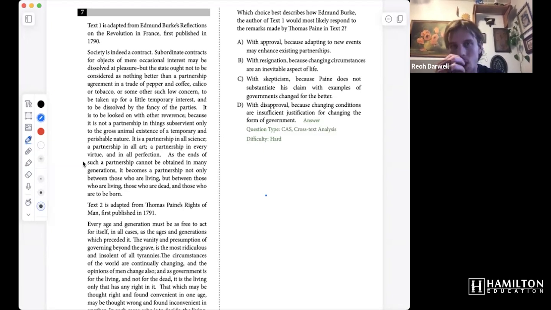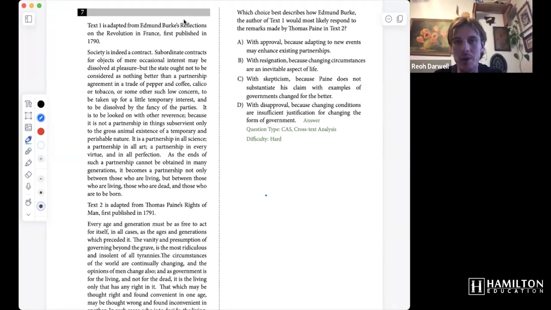So we're asked, how would Edmund Burke most likely respond to remarks made by Thomas Paine in text 2? All right. Well, we wouldn't have to guess what Edmund Burke is going to say. We don't have to read his text and imagine what his thoughts are or how he might respond to Thomas Paine. These are in direct relationship with one another. In fact, Thomas Paine's Rights of Man was published in part in response to Edmund Burke's Reflections on the Revolution in France. And Edmund Burke's Reflections was in part published in response to something Thomas Paine wrote. Okay, so they're in direct relationship. We can find that here.